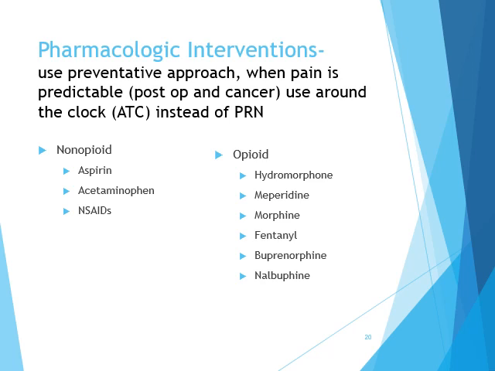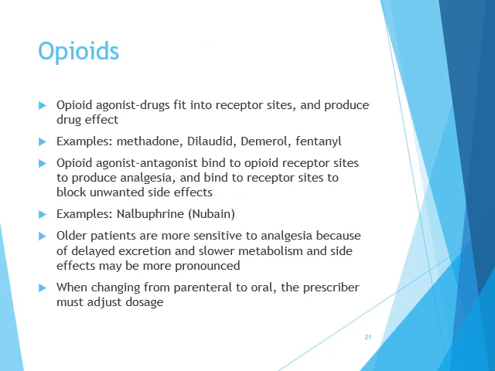So I'm going to go to the next slide because I want to talk about this more. So opioids. Opioid agonist drugs. Now I know you're going to get this in pharm. So the idea of these drugs, they fit into the receptor site of the pain and produce the drug effect, which is a pain reducer. Examples: methadone, Dilaudid, Demerol, fentanyl.